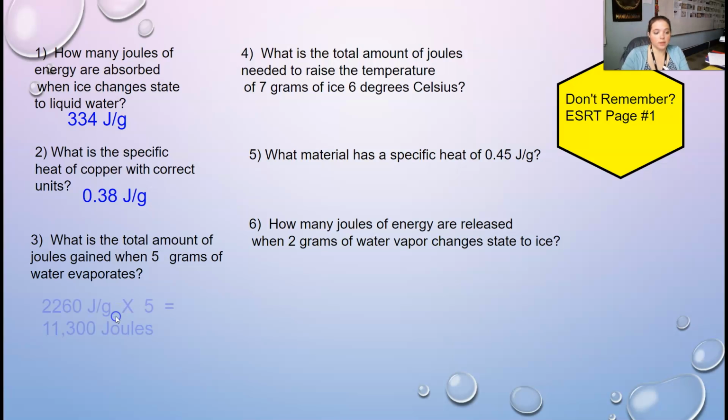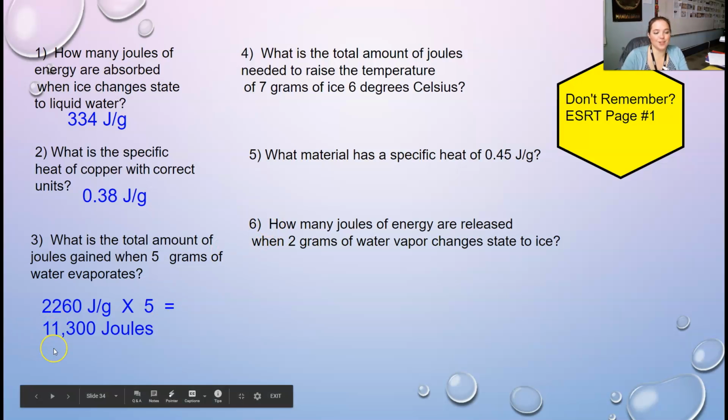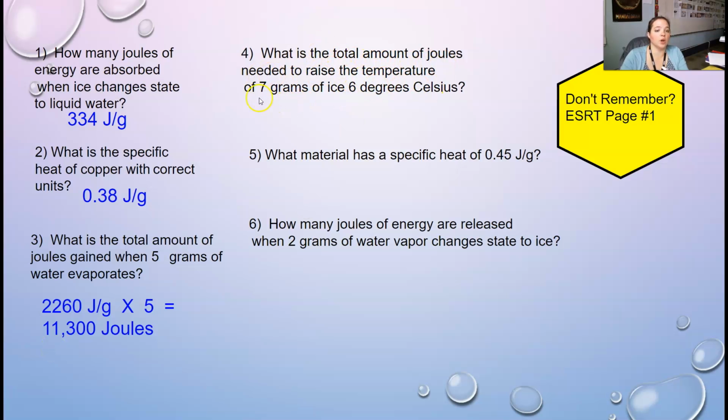What is the total amount of joules gained when 5 grams of water evaporate? Now, how do you do that? Step by step. So you're going to take your 2,260 joules per gram, because that's evaporation. Vaporization, 2,260 right here. And you're going to times it by 5 grams, because for 1 gram it is 2,260. So times it by 5, and that gives you 11,300 joules.